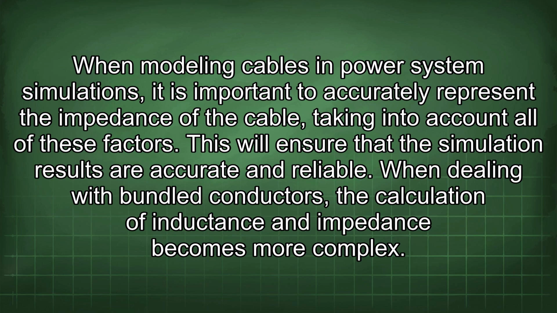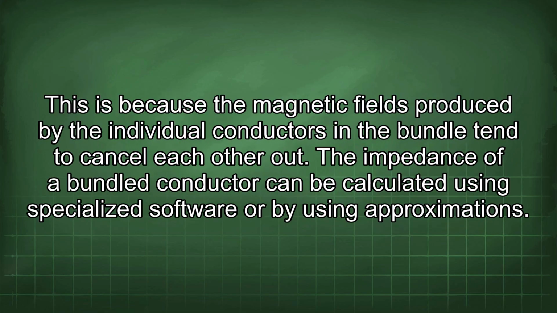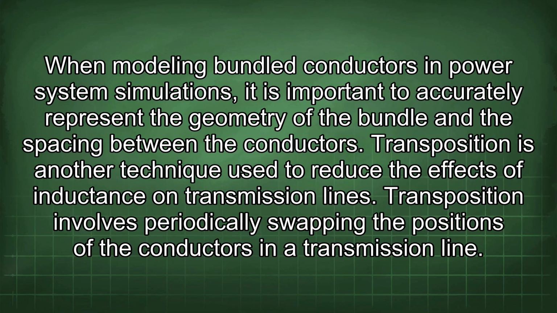When dealing with bundled conductors, the calculation of inductance and impedance becomes more complex. Bundled conductors are used to increase the current carrying capacity of a transmission line and to reduce the effects of corona discharge. The inductance of a bundled conductor is lower than the inductance of a single conductor with the same cross-sectional area. This is because the magnetic fields produced by the individual conductors in the bundle tend to cancel each other out. The impedance of a bundled conductor can be calculated using specialized software or by using approximations. When modeling bundled conductors in power system simulations, it is important to accurately represent the geometry of the bundle and the spacing between the conductors.